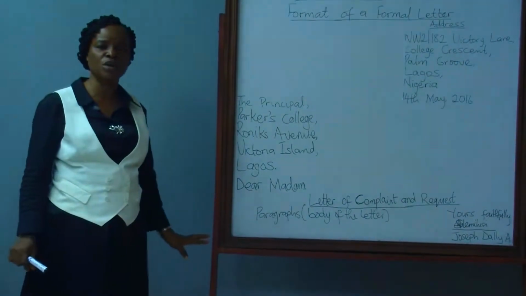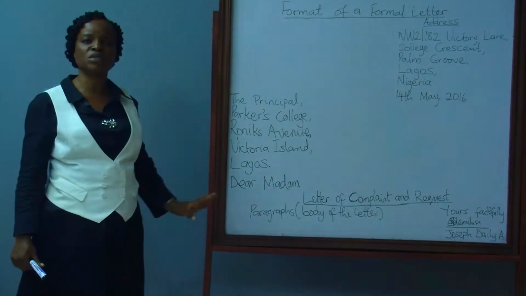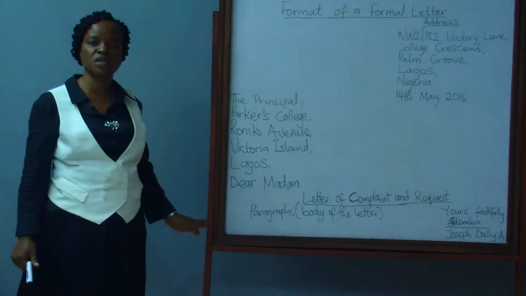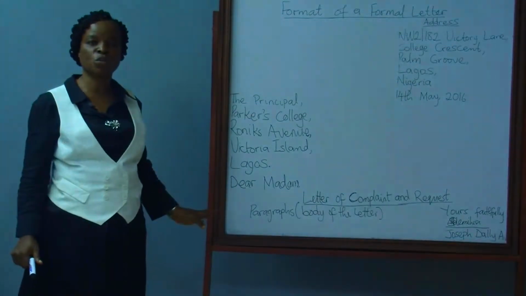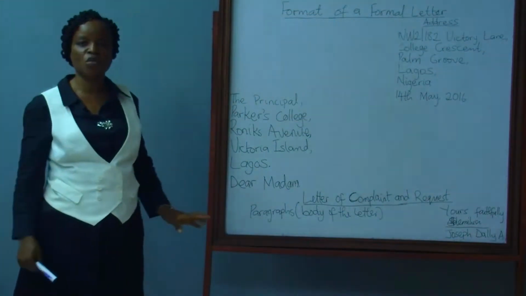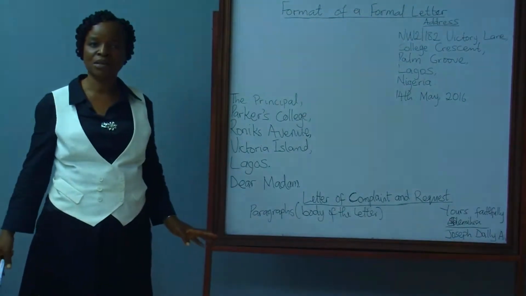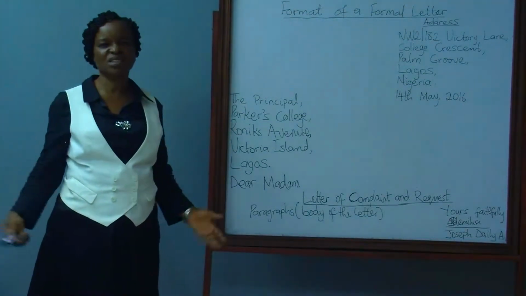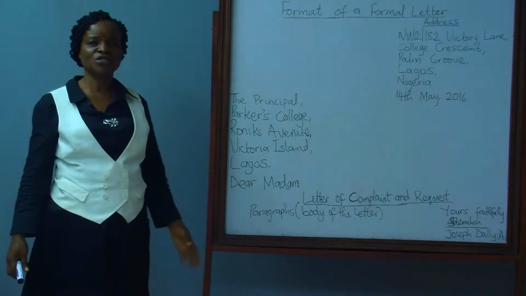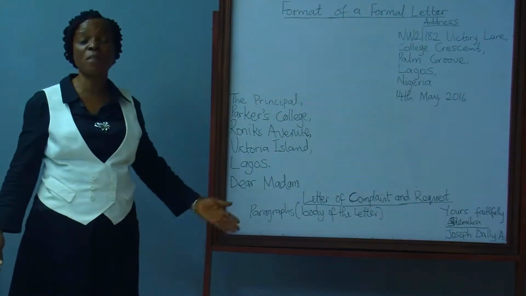After that, you go on to the next paragraph. For the past 2 months now, or thereabouts, we've not had potable water. We've not had power supply. We've had to read in the dark. We've had to buy sachet water with our money, which shouldn't be. So, by the time you're done, you just want to tell the principal this in maybe 2, 3, 4 paragraphs.